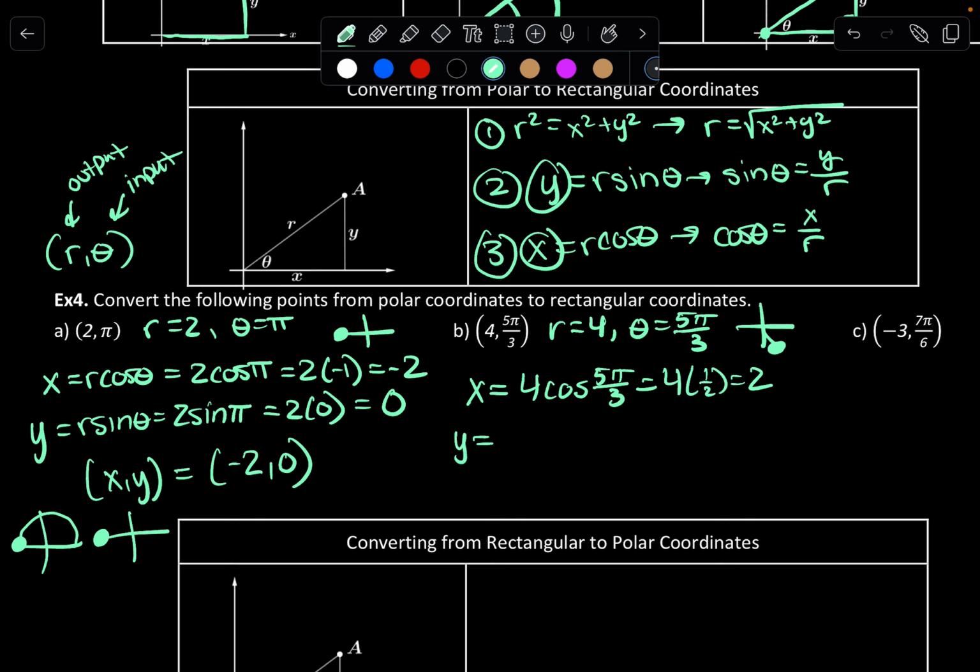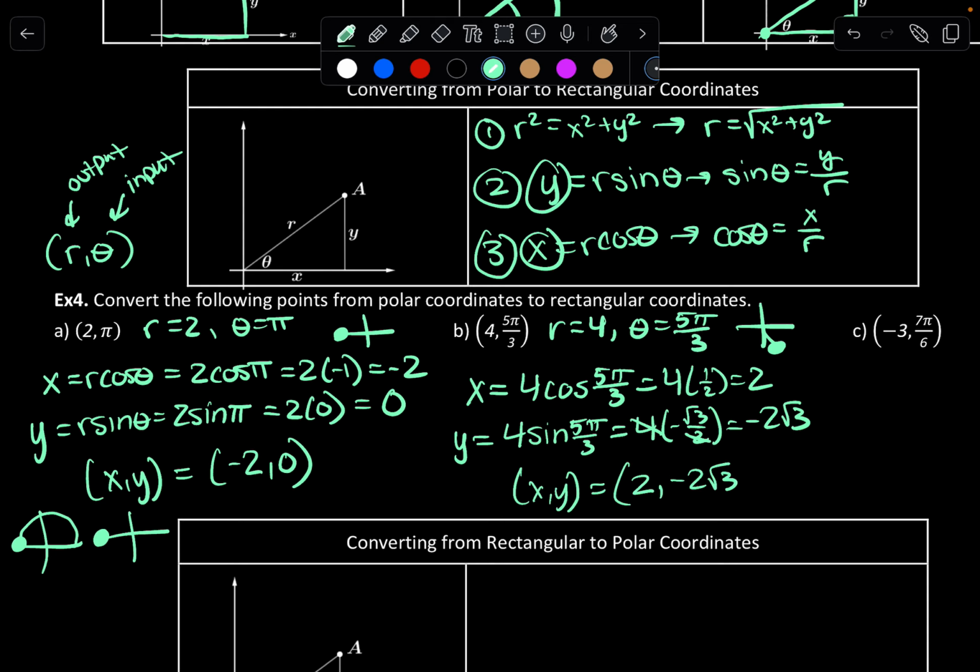And then I have y, which is equal to r sine theta. So 4 sine 5 pi over 3. The same coordinate for sine will be -√3 over 2. So I have 4 times -√3 over 2. The 4 and the 2 will cancel, so I get -2√3. So that means our rectangular coordinate will be (2, -2√3).